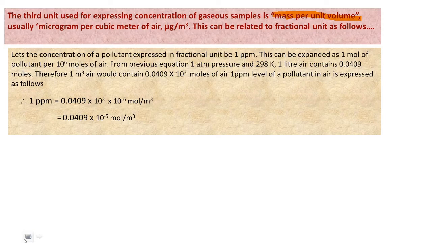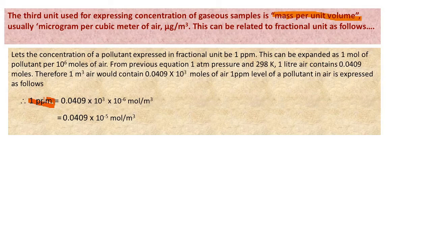So from the previous example, we consider that 1 liter of air contained 0.049 mole. That means 1 meter cube of air would contain 0.049 into 10 to the power 3 moles of air per ppm level of pollutant. So how can we express this?